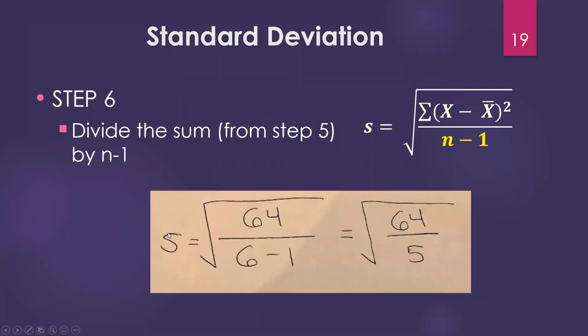goes. So now we're continuing to fill in our formula here, where s equals the square root. We just did this by doing our little chart, right? That's where our 64 goes.